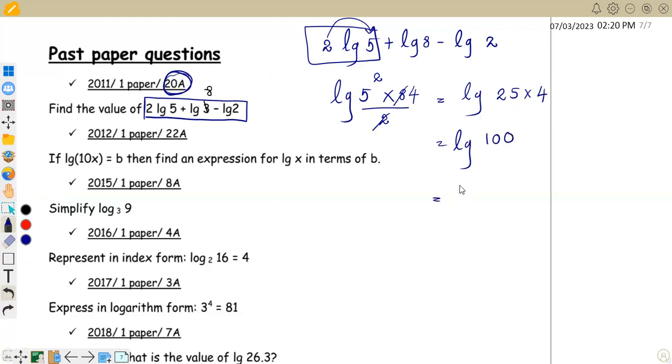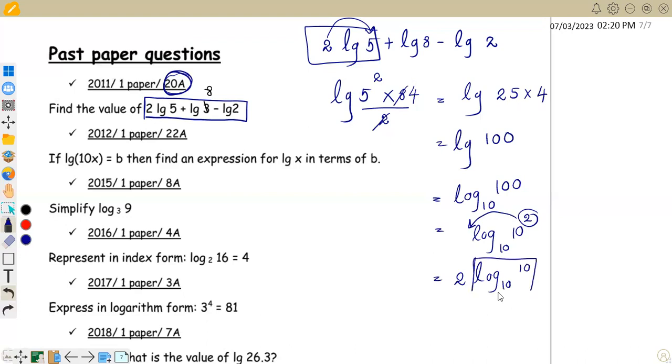We can write LG, meaning logarithm to the base 10, of 100. Then this can be written as logarithm to the base 10, and 100 can be written as 10 to the power of 2. Then you can apply the rule for the logarithm of a power: 2 times logarithm to the base 10 of 10. Then instead of this part, we can substitute 1.